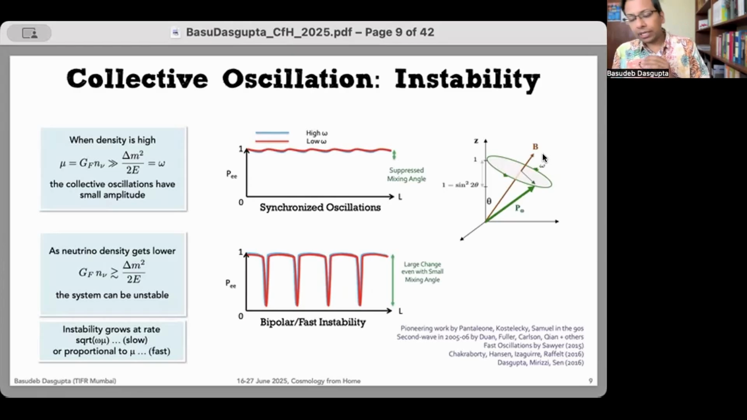Now, this instability comes in 2 varieties, slow and fast. Even the slow is actually much faster than the regular neutrino oscillations, but we call them slow because they're slower compared to the fast variant, which is proportional to the neutrino density. So the rate of these fast oscillations is proportional to the neutrino density, whereas the rate of these slow collective oscillations is proportional to the square root of the neutrino density and the delta m square, the mass square difference of the neutrinos. Okay.